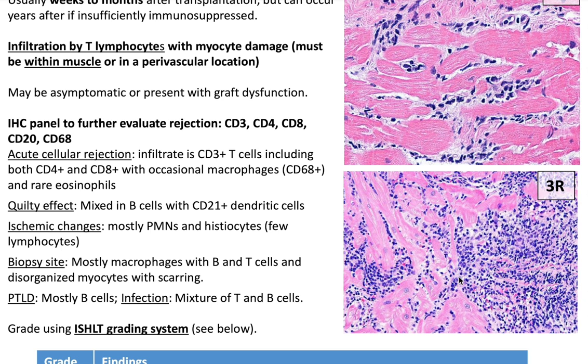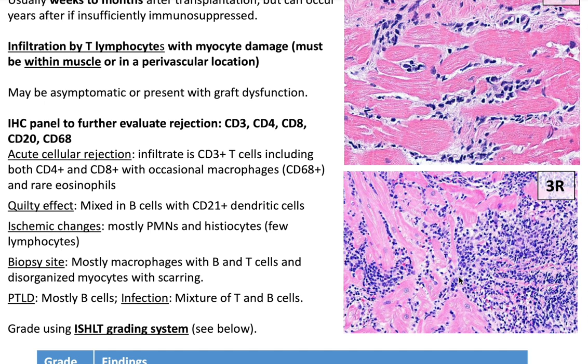Acute cellular rejection infiltrate is CD3 positive T cells, including both CD4 and CD8, with occasional macrophages, CD68, and rare eosinophils. Quilty effect: you'll have mixed in B cells with CD21 positive dendritic cells. Ischemic changes, mostly neutrophils and histiocytes, and few lymphocytes. Biopsy site, mostly macrophages with B and T cells and disorganized myocytes with scarring.